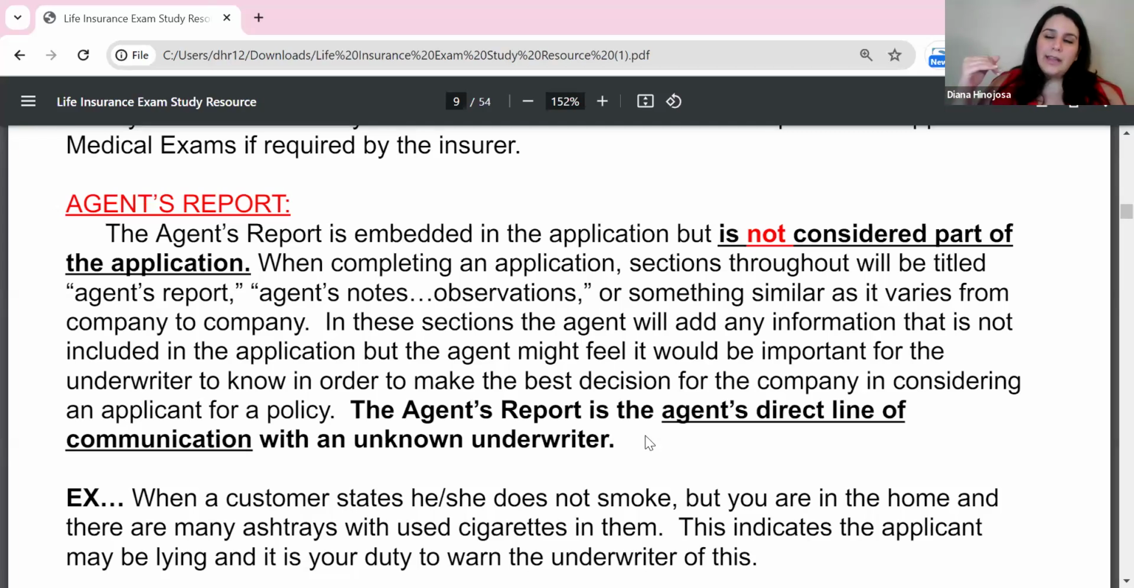So again, the agent report, in some states, this is part 3. In most states, this is not part 3, but they're going to talk about the application and the agent report as if they're 2 separate forms. They're not. It is embedded inside of your part 1 and part 2, and it is all throughout. If you're looking at an application on the computer, there will be a little square. It'll say agent report, agent observation. Again, however the company labels it, you click it, you get a little pop-up window, we write our note, it shrinks back down, and that's that.